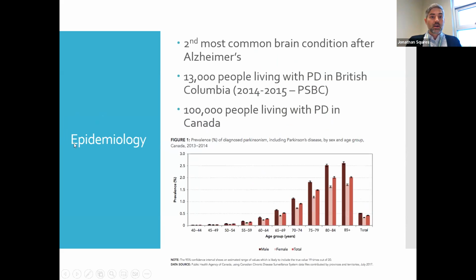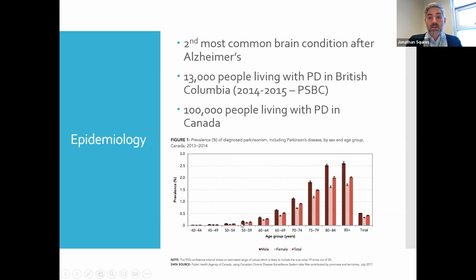Okay, so epidemiology talks about how common things are and who is affected. Parkinson's disease is the most common neurodegenerative disorder after Alzheimer's disease. We estimate the number is probably closer to about 15,000 people living with Parkinson's disease in British Columbia. These numbers are a bit outdated. And similarly, more than 100,000 people in Canada are currently living with Parkinson's. And you can see here, this is Canadian data. It's about 10 years old, but the pattern will not have changed much.